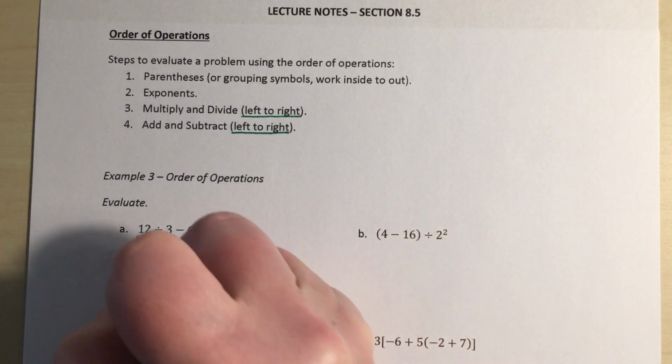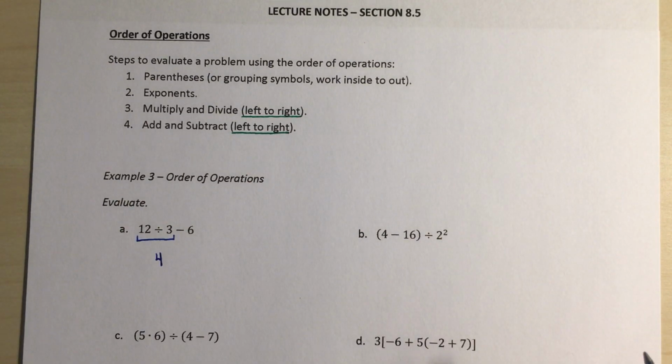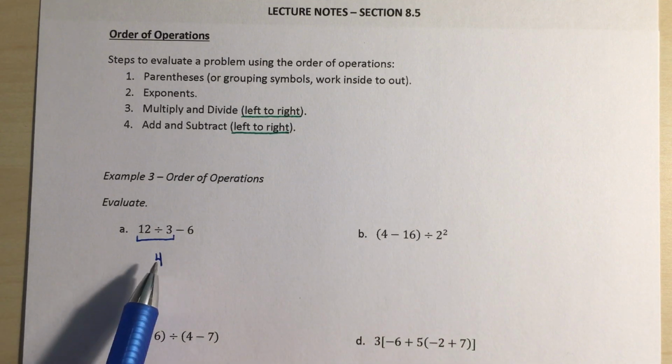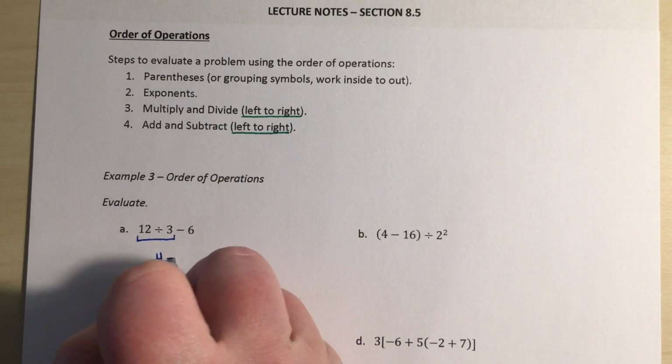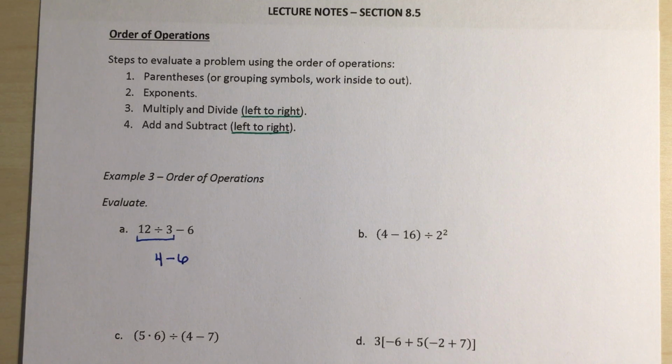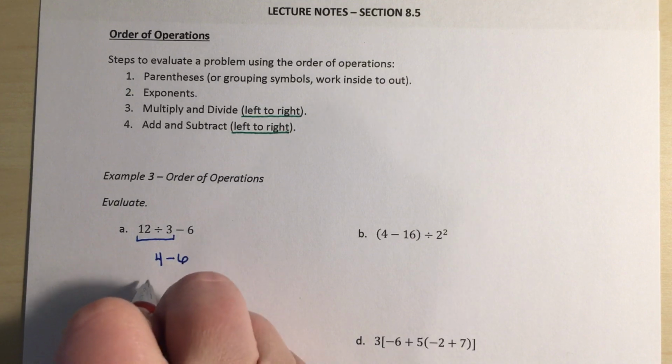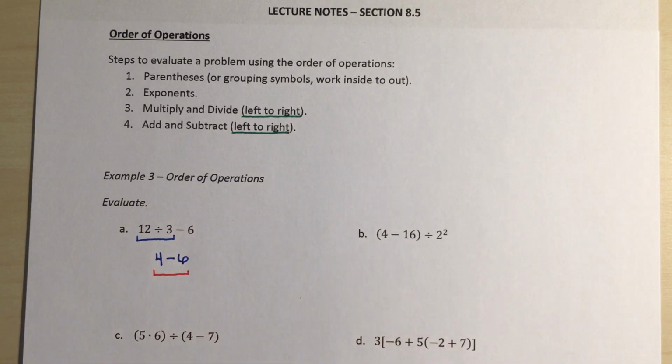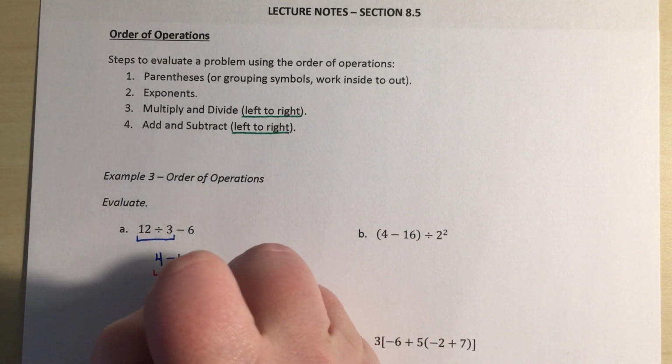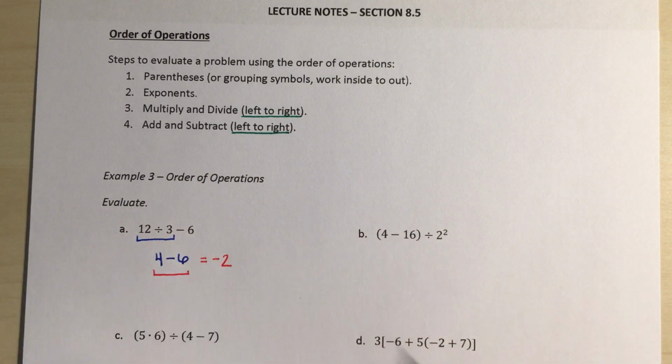12 divided by 3 is going to give us 4, and what we're left with is 4 minus 6. Then we're going to evaluate this 4 minus 6. Remember, we're thinking about this as subtraction of signed numbers. Technically these are different signs, so we're going to subtract. We get 2. Our larger number is negative, so our result is going to be negative 2. So we have a positive 4, a negative 6 gives us a negative 2.